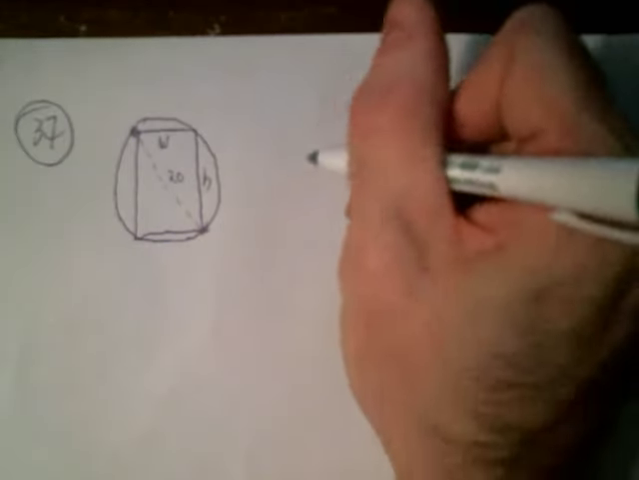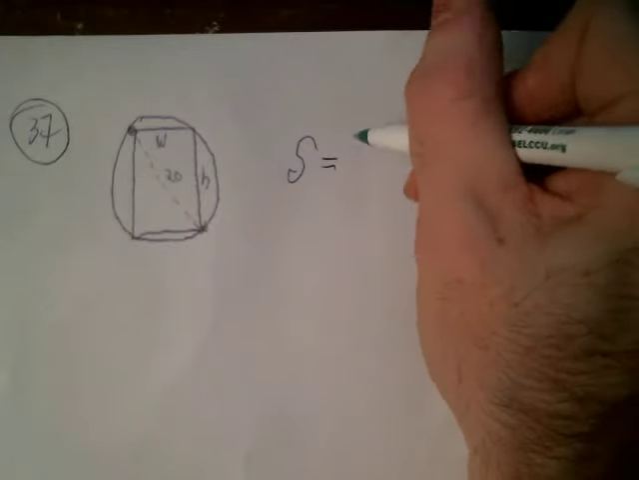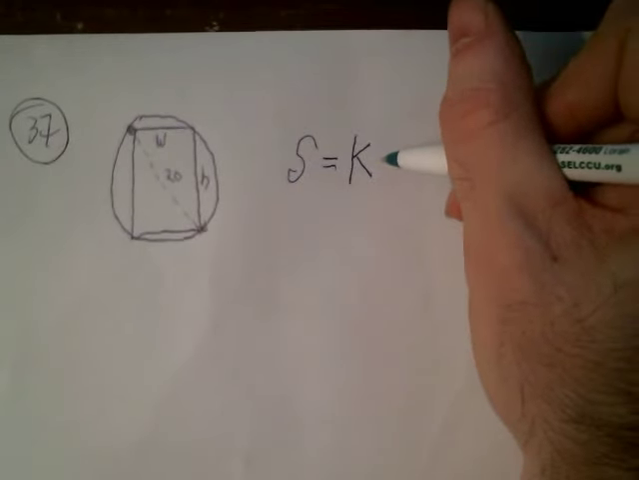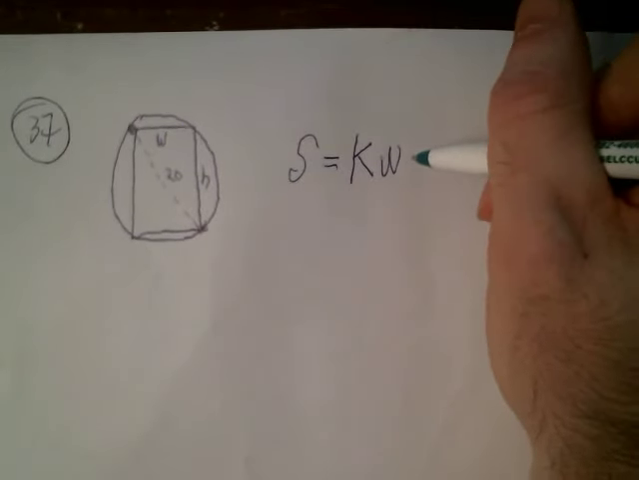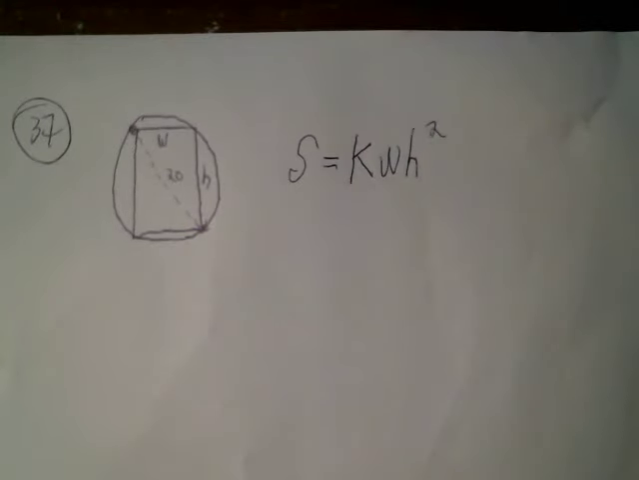They're also saying the wooden beam has a rectangular cross-section of height h and width w. The strength of the beam S is directly proportional to the width and the square of the height. So directly proportional, you're going to put a constant k, and then the width times the square of the height. So you would write out that formula in that way.